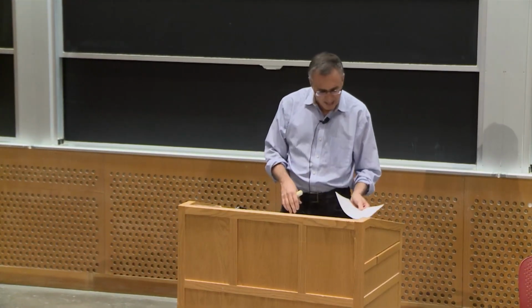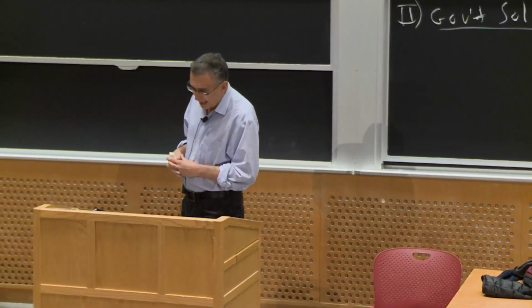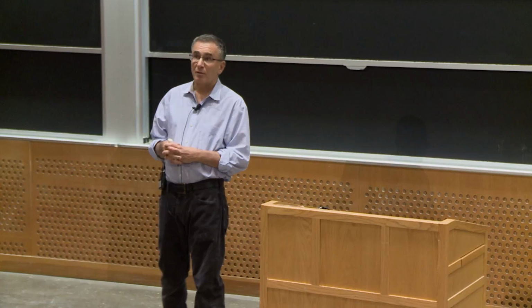Let's go back to figure 24.1. What if the government just came in and said, you know what, steel plants, you're producing Q2. That's a socially optimal amount. Then boom, problem solved. We've produced a socially optimal amount. The government, through regulation, has enforced the social optimum. So that would be the theoretically easiest case.